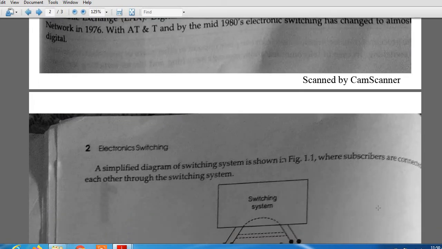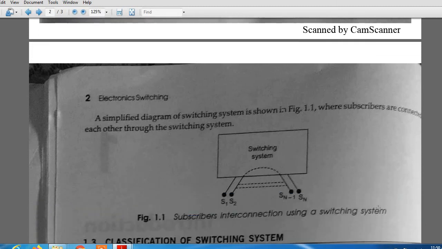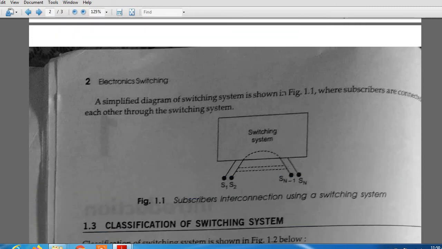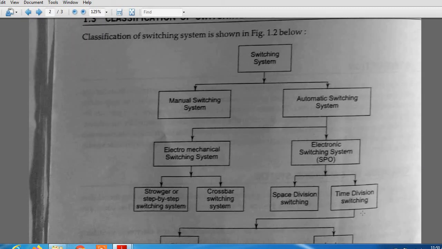So this is a block diagram for a switching system. What it does is make a connection between the subscribers, with n inputs and n outputs. So it can make or break the connection between the subscribers. So this is a block diagram representation of a switching system. Now we'll see the classification of switching system.